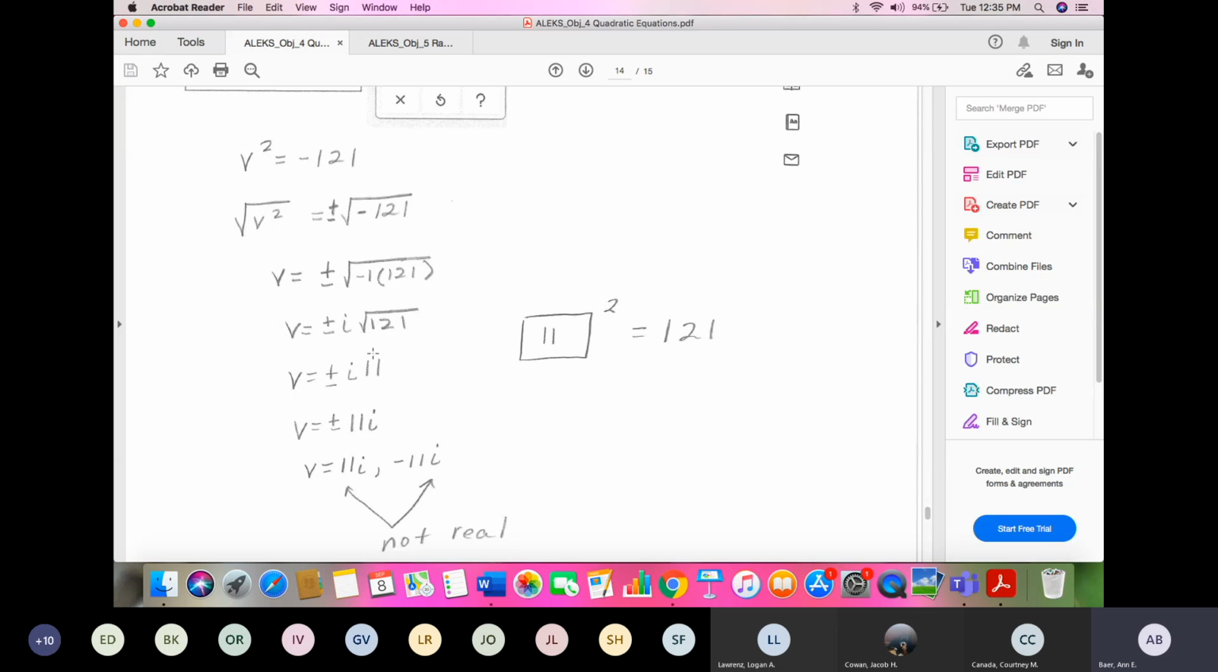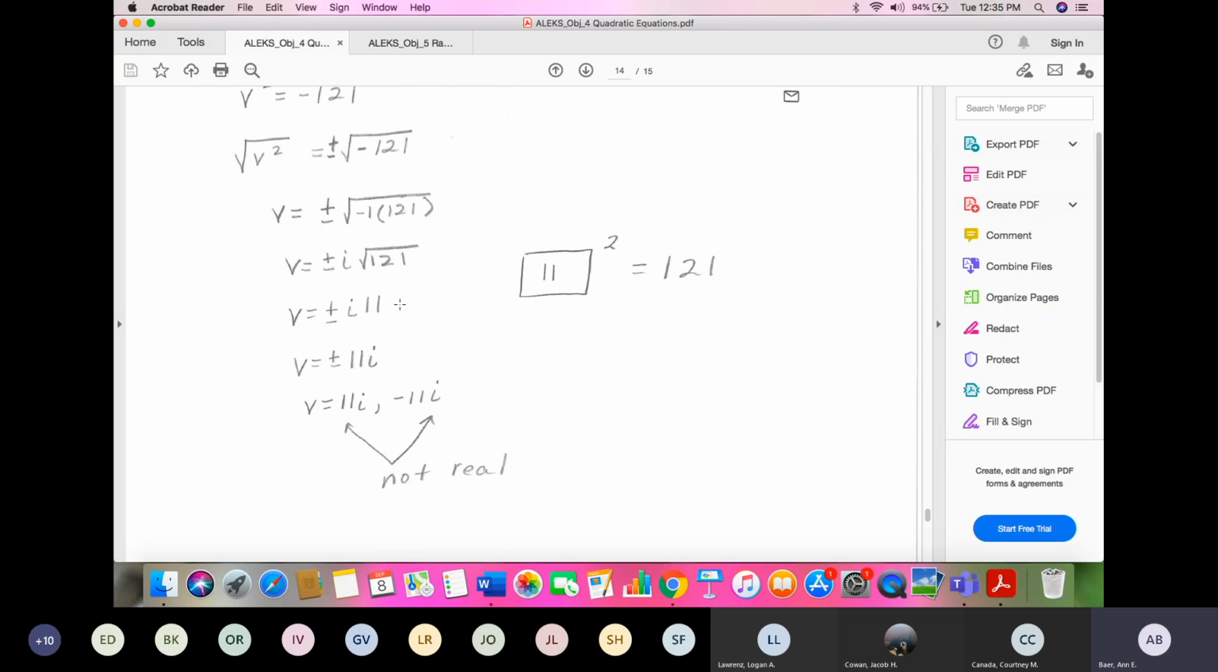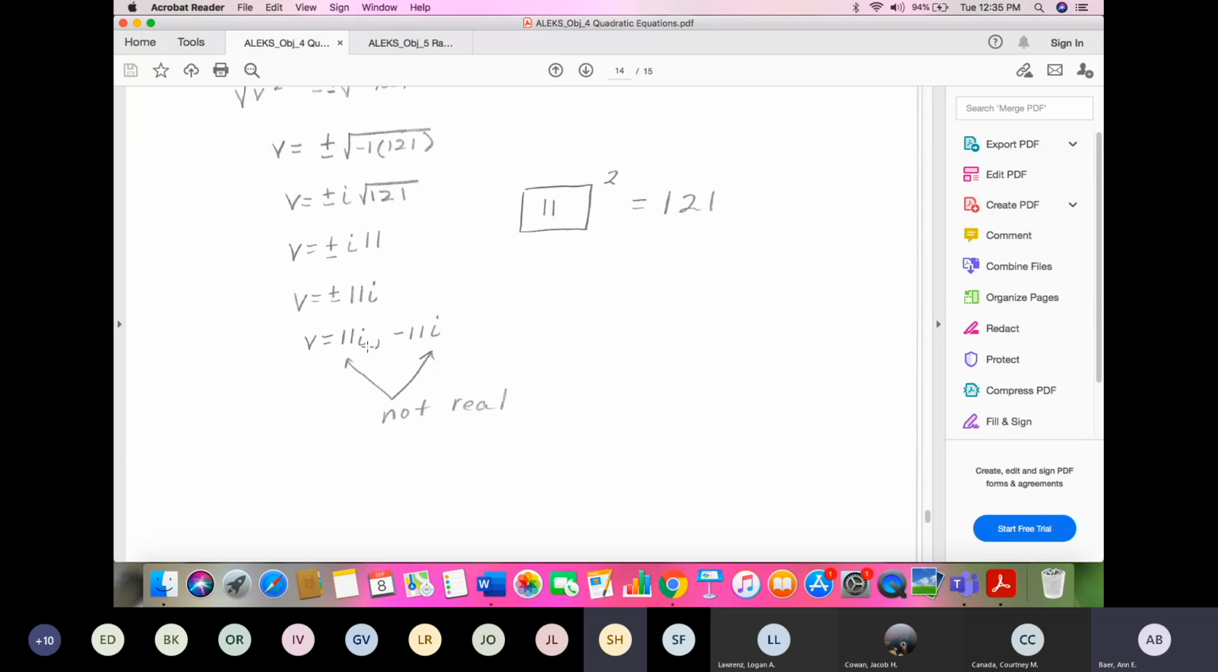So you can take this out, replace it by 11, save yourself some work. And we write it in this order. Instead of writing plus or minus i times 11, we usually write it plus or minus 11i. And then you can break off the plus one, which is 11i, and the minus one, which is negative 11i. These are not real because they have the imaginary unit in them. Does that make sense?